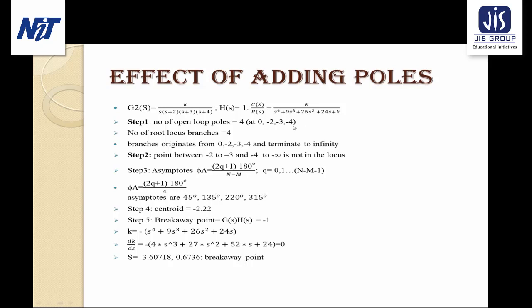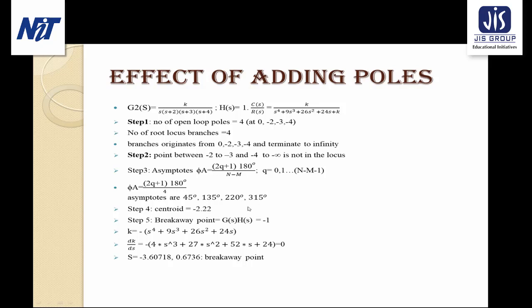And here the number of open loop poles is 4, and the number of root locus branches is also 4, and all the 4 branches will originate from the open loop pole locations, that is 0, -2, -3, -4, and terminate at infinity. And the points between -2 to -3 and -4 to -infinity are not in the locus. So here also we are finding the asymptotic angles, and here we are getting 4 asymptotic angles, that is 45, 135, 225 and 315.